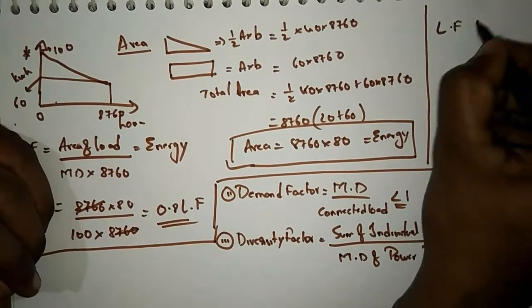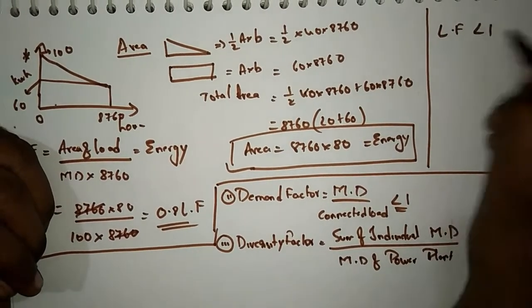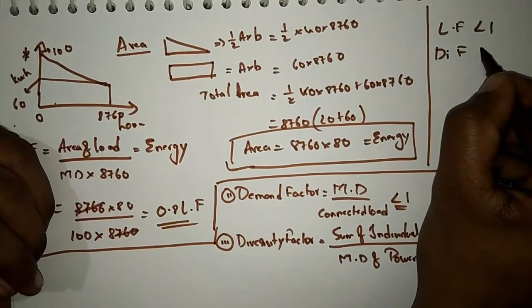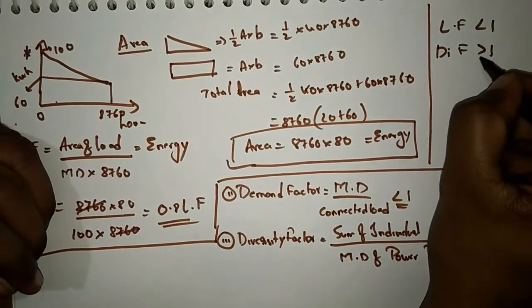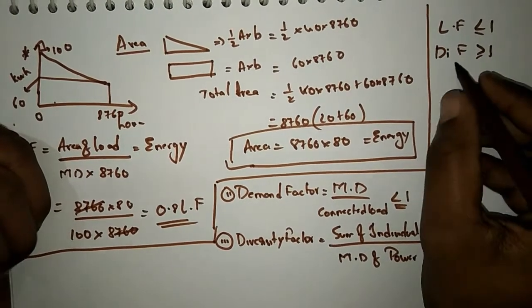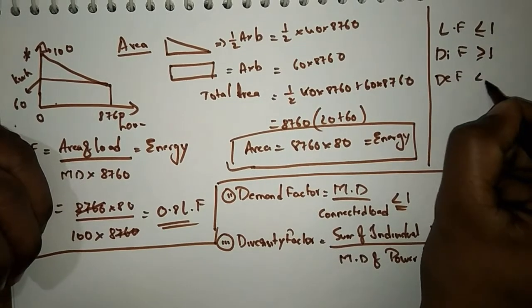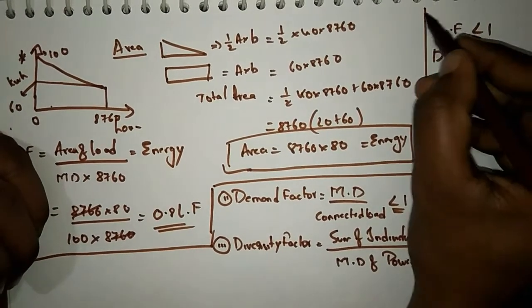So far, load factor has always been less than or equal to 1, diversity factor has always been greater than or equal to 1, and demand factor has always been less than or equal to 1.